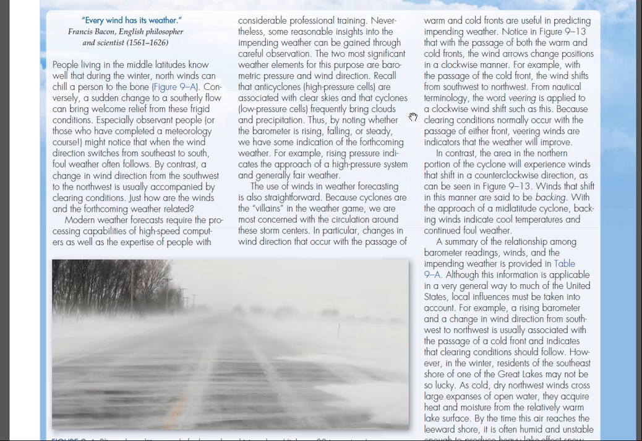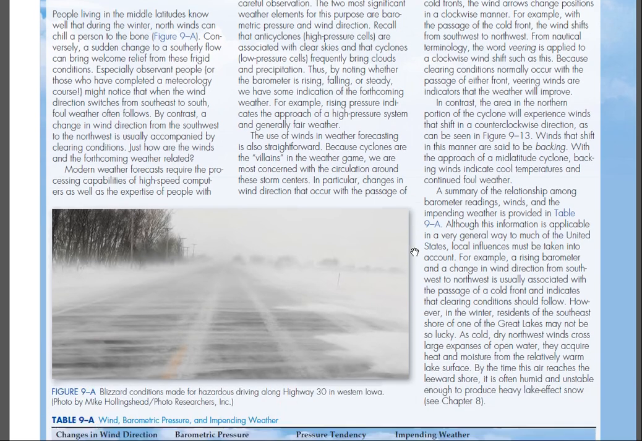In contrast, the area in the northern portion of the cyclone will experience winds that shift in a counterclockwise direction, as can be seen in Figure 9.13. Winds that shift in this manner are said to be backing. With the approach of a mid-latitude cyclone, backing winds indicate cool temperatures and continued foul weather. A summary of the relationship among barometer readings, winds, and the impending weather is provided in Table 9a.